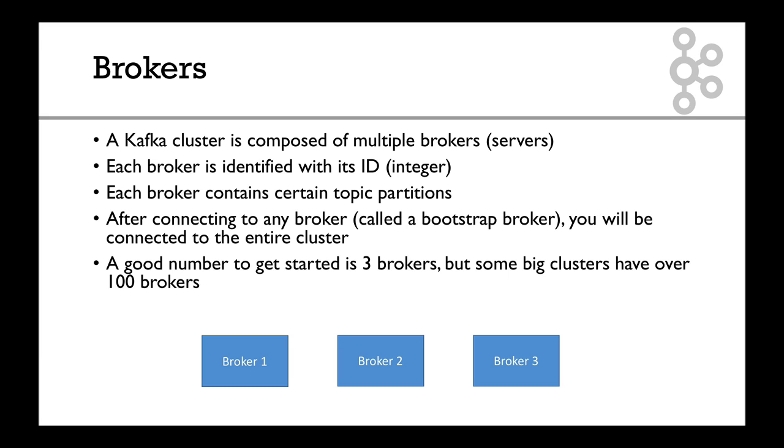A good number of brokers to get started with in Kafka is 3. But some big clusters for some really big companies have over 100 brokers. And that just shows you how much Kafka can scale horizontally.